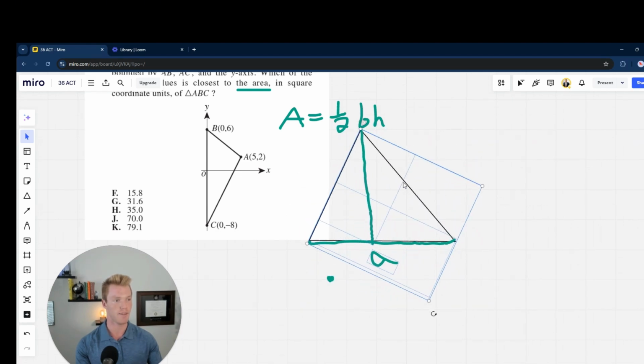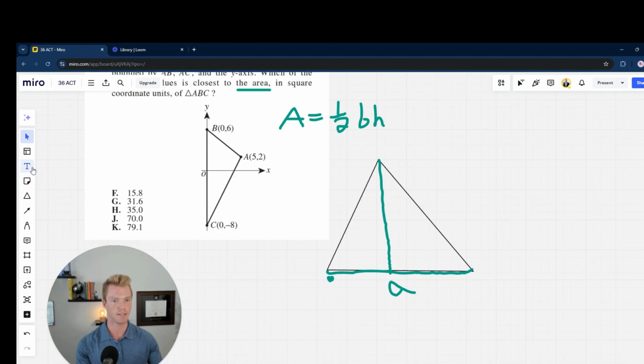Like if we had this, it might make a little bit more sense as to how this ended up becoming the base now that it's on the bottom versus when it was laying on its side. So we should just keep this in mind and be able to pick our own base depending on which one is the easiest measurement to find. So we don't necessarily have to try and pick the bottom if it's going to be easier to pick one of the other sides.